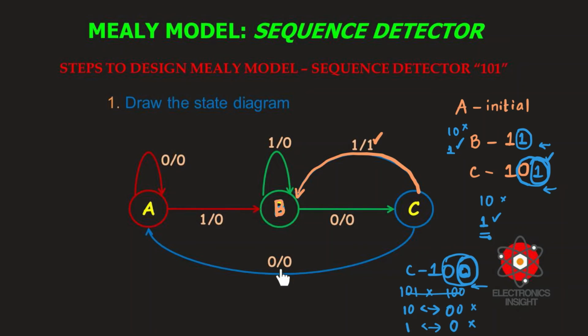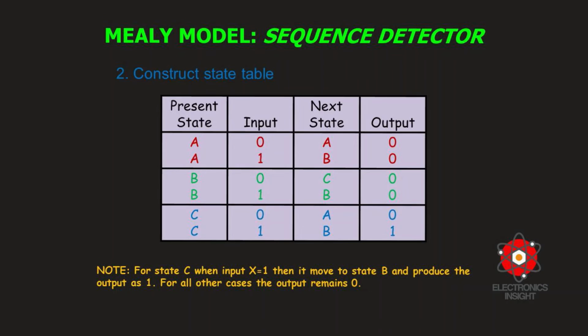So it will reset its sequence detection. It will move to the initial state. So therefore, input is 0, output is also 0. Now, once the state diagram is complete, we have to move ahead with the construction of the state table.